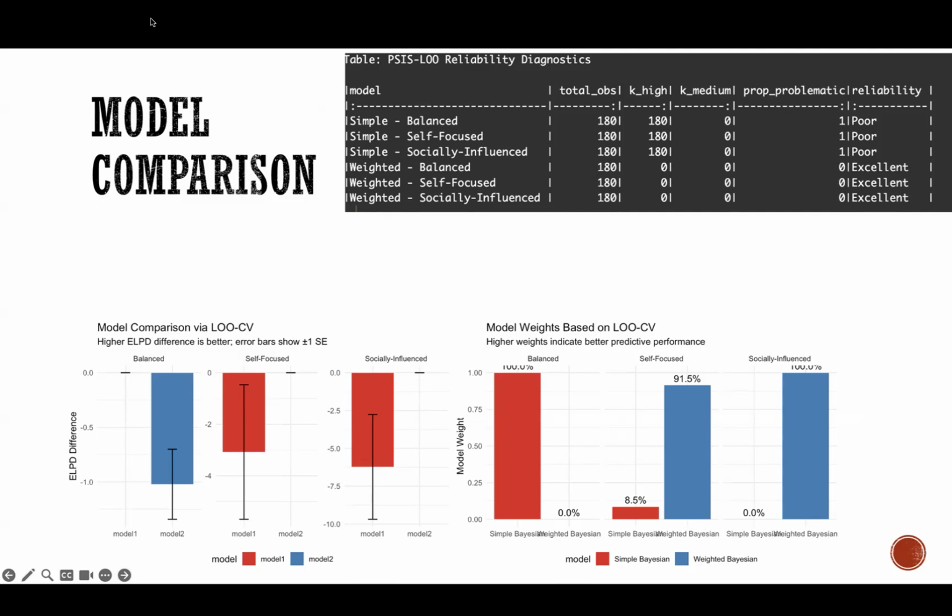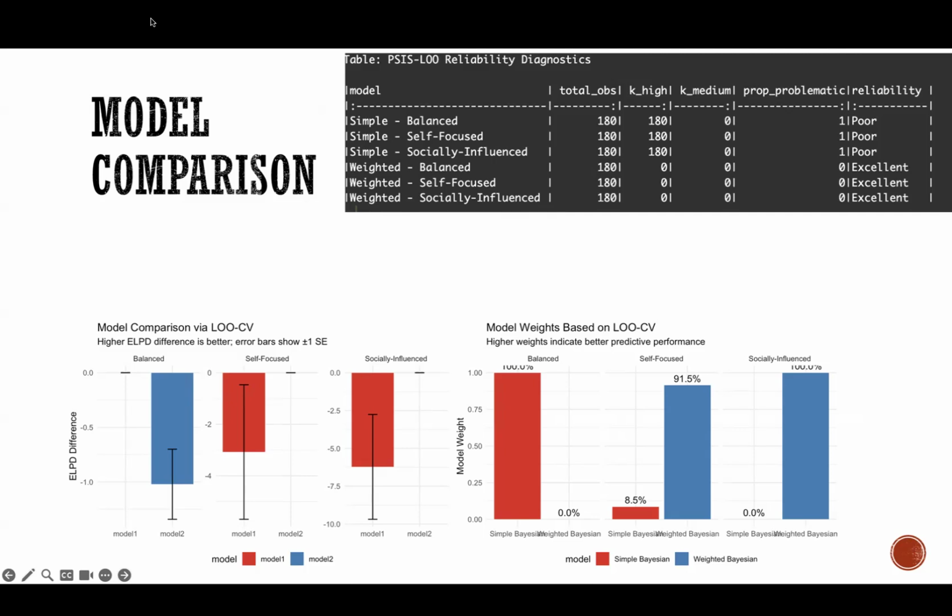Then we look at the model comparison. We see that in terms of the ELPD difference, so LOO compare, for the balanced model, the best model is the simple agent. For the self-focused model, the best model is the weighted agent. For the socially influenced data, the best model is the weighted agent.